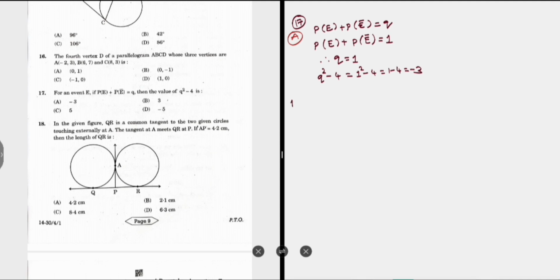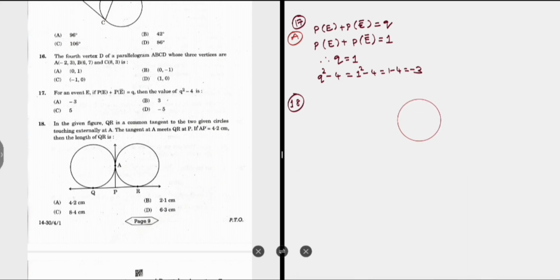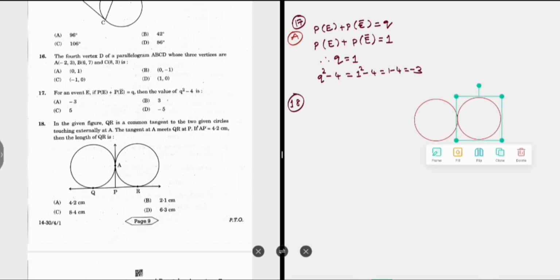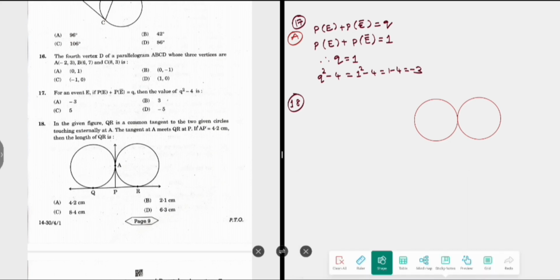Now coming to question number 18. Yes, here also a figure is given. So if we draw the figure, two circles are given in this. This is one circle. Let's take one more circle. Now these two are touching externally, and in between, what? Common tangents. Two common tangents. This is one common tangent and this is one more common tangent. Like this the figure is given.